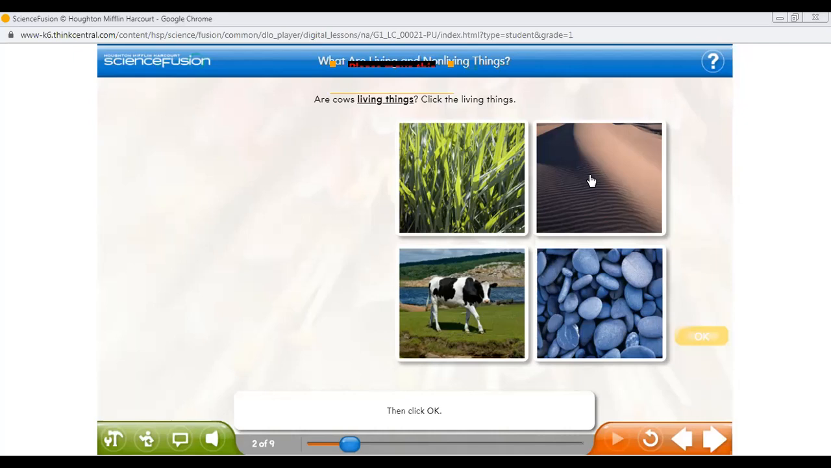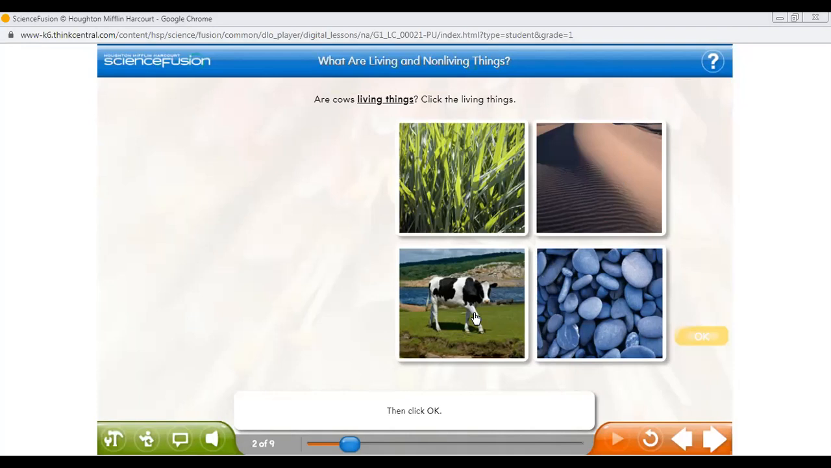Now, look at the sand here. Is this a living thing? No, very good. Excellent, Livia. Yes, it is not a living thing. So sand is not a living thing, as it does not move, it does not breathe, and also it does not grow. So this is not a living thing. Only grass is a living thing.